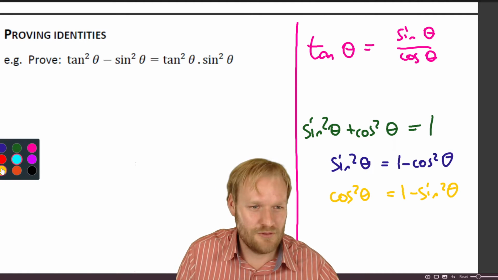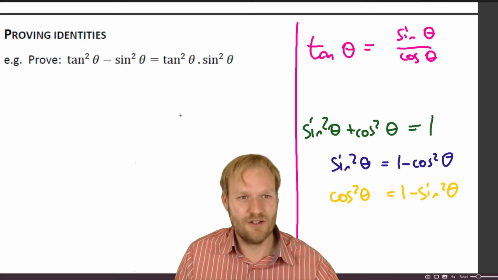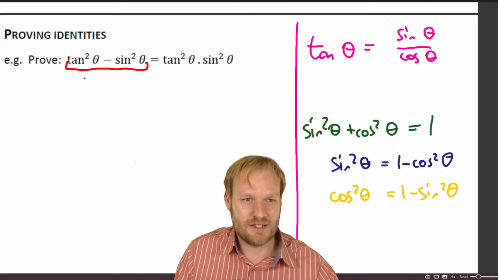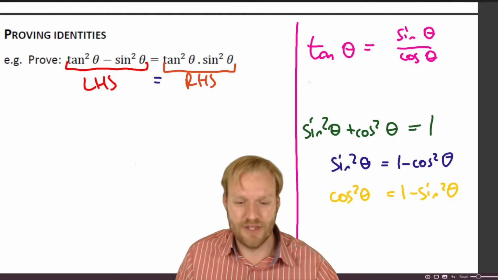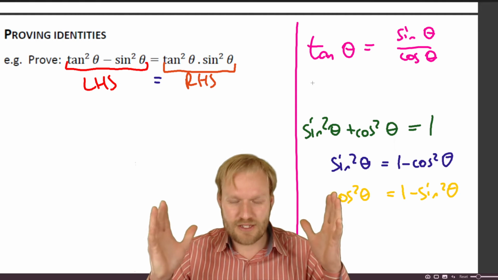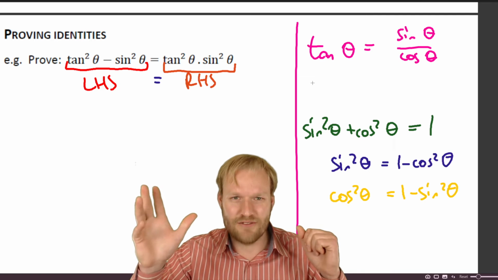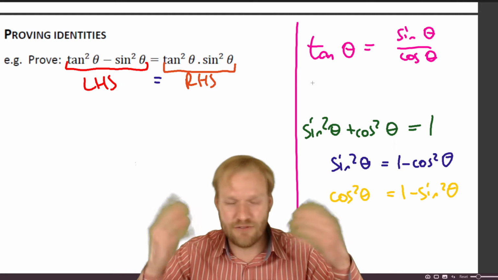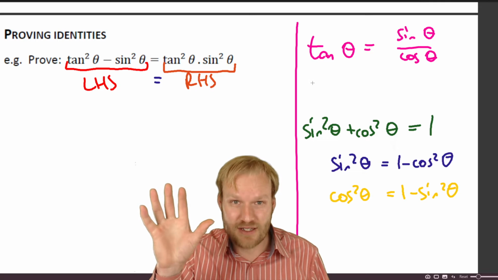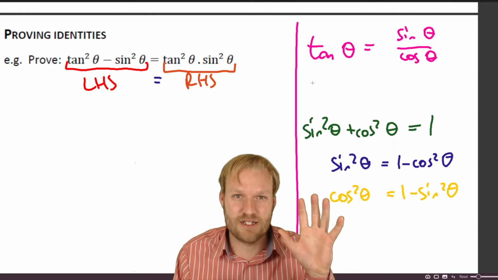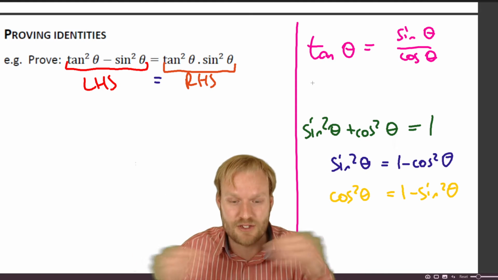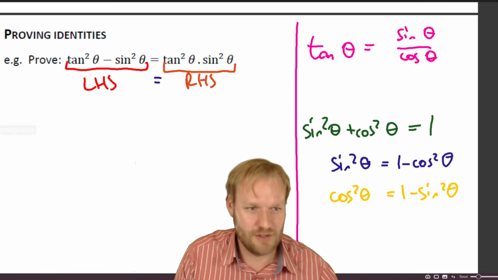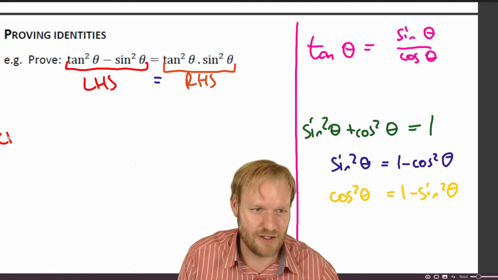In proving identities, we've got this left-hand side here, and we need to prove that it equals the right-hand side over there. Now, we're not treating this as an equation, so you're not adding something to each side. We need to take the left-hand side and manipulate it until it looks like the right-hand side, or vice versa, or manipulate them both until they look the same.